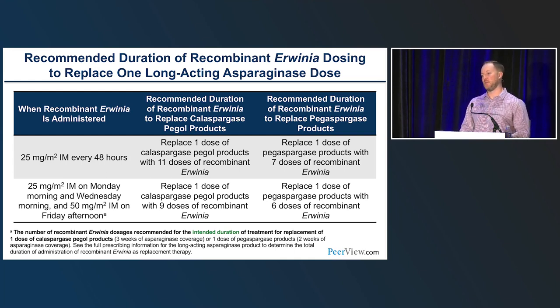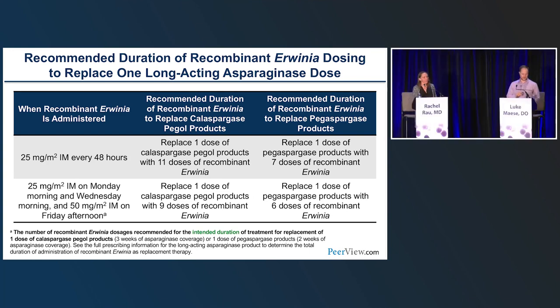In our COG protocols, our intended duration of depletion, as Rachel mentioned, is based on PEG-Asparagase, and that product is about a 14-day duration. And so based on that, the COG is recommending, and we've put this out before, that these are the replacement number of doses you should be using, regardless, for our patients. Rachel, any comments about that?